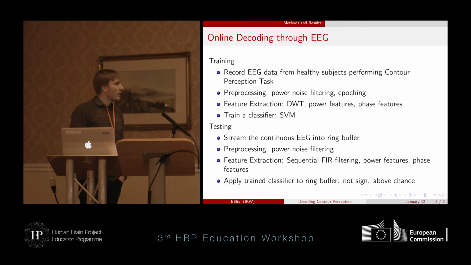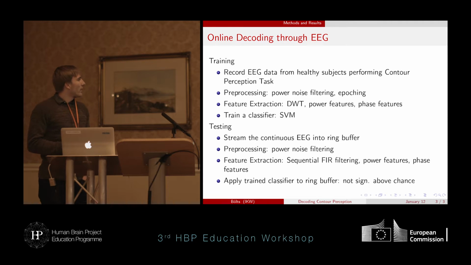So to learn this classifier, I took the EEG data and I had a training session and a testing session. And of course the training was performed offline. But later I wanted to do the testing in real time, so online. So I took the data and did some pre-processing, high-pass filtered, and I applied power noise filtering. And then I epoched the data around the events of interest, so around the time points where the contour appeared.